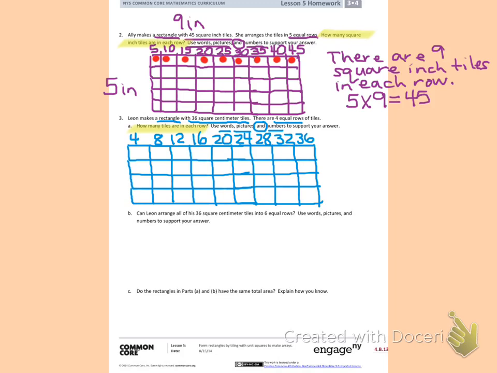Before I can label the drawing though, I better look at the question one more time. How many tiles are there in each row? Let's go ahead and put a dot as we count. 1, 2, 3, 4, 5, 6, 7, 8, 9. There are 9 square centimeter tiles in each row. Let's write that out.